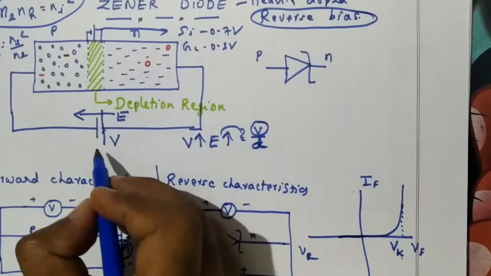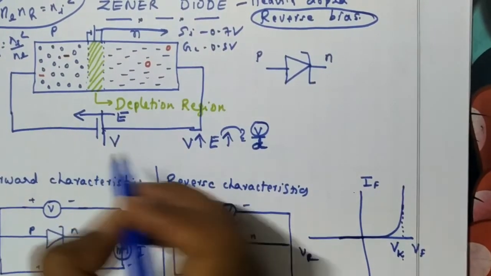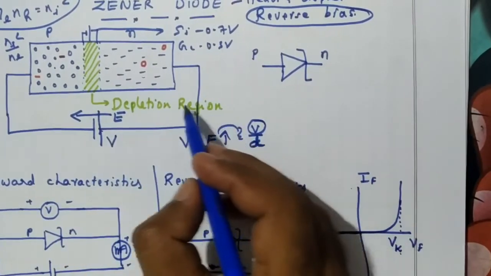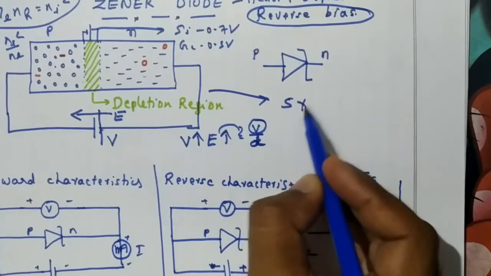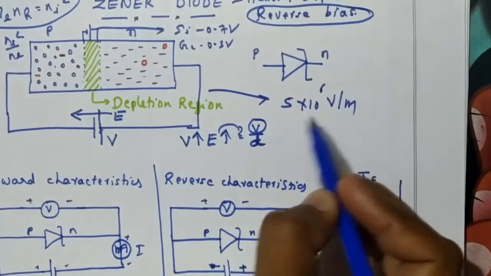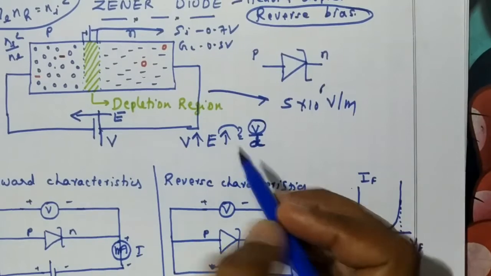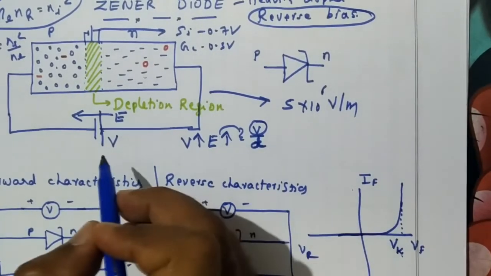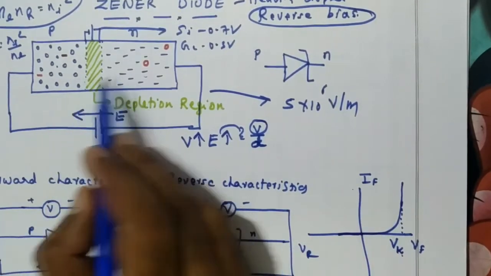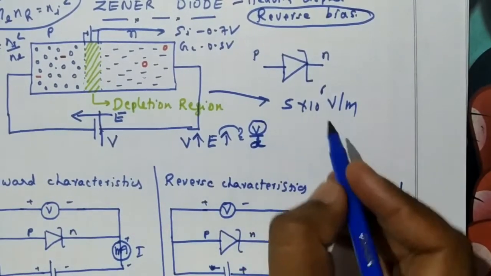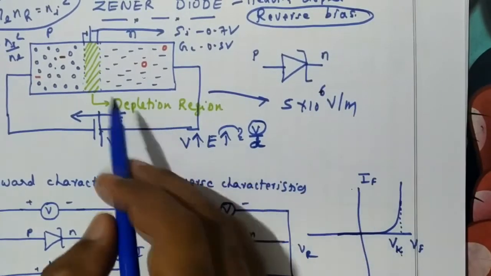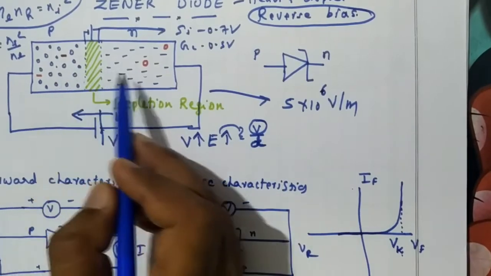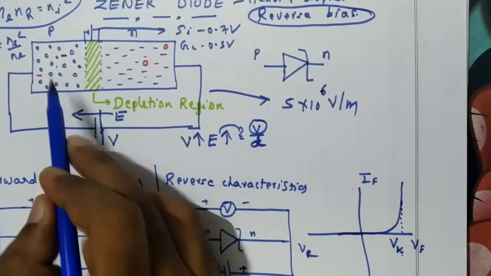Now for a particular voltage, the electric field is more than the threshold electric field. Let us say the threshold electric field is 5 into 10 to the power 6 volt per meter. This is for silicon. When you increase the voltage, the electric field also increases. When the electric field of the junction reaches 5 into 10 to the power 6 volt per meter, the electrons break the covalent bond on both sides, P and N, and they come out.